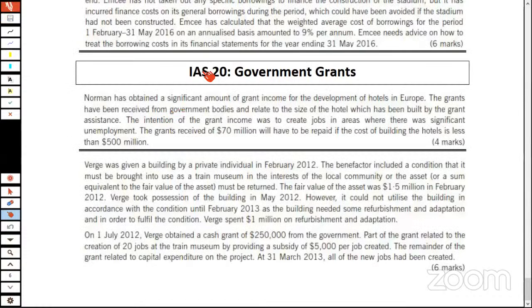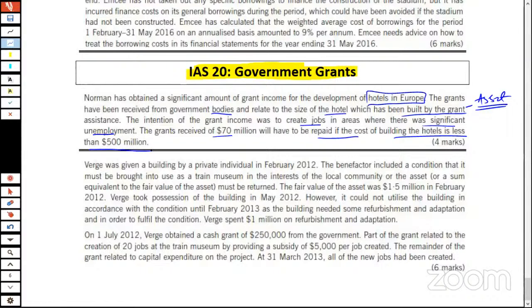We have got some questions on IAS 20 government grant. Let's try to have a discussion of these few questions. Number one says Norman has obtained a significant amount of grant income for the development of hotels in Europe. The grants have been received from government bodies and relate to the size of the hotel which has been built by the grant. So what is it? It's an asset related grant that you've received. The intention of the grant income was to create jobs in areas where there was significant unemployment. The grants received of 70 million will have to be repaid if the cost of the building of the hotel is less than 500 million.